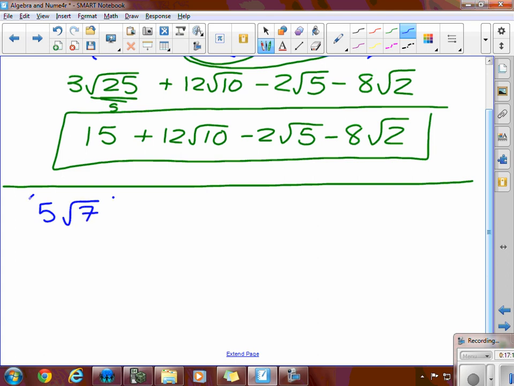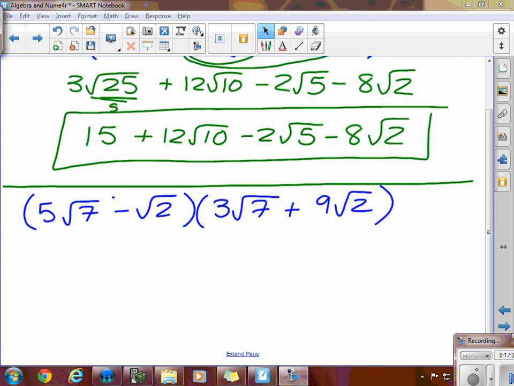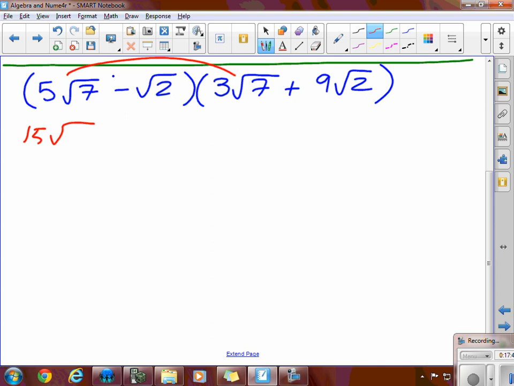5 root 7 minus root of 2 times 3 root 7 plus 9 root 2. So multiplying this, again, it's a binomial times a binomial. Try to see what's happening. All right, same kind of example as last time. We just have to do a double distribution and simplify, or FOIL if you want to call it that. 5 root 7 times 3 root 7. What's that? 15 root 49, which will simplify at the end. And then 5 root 7 times 9 root 2. 45 root 14.